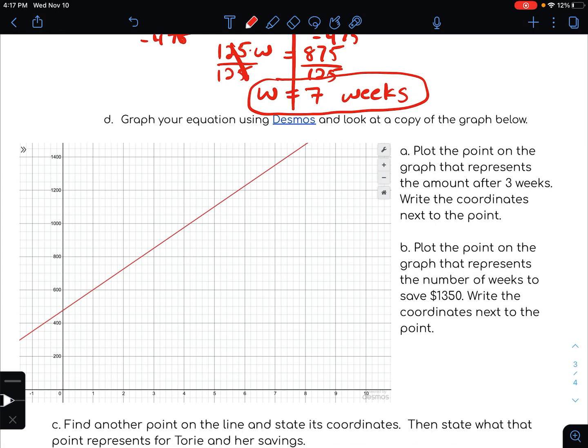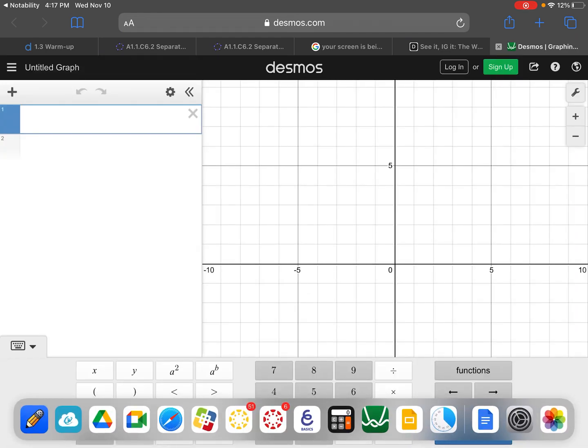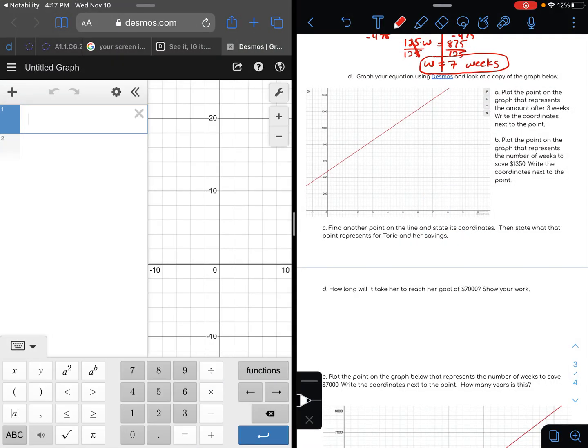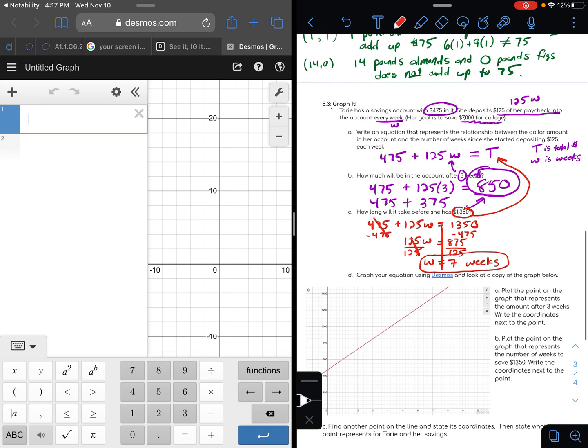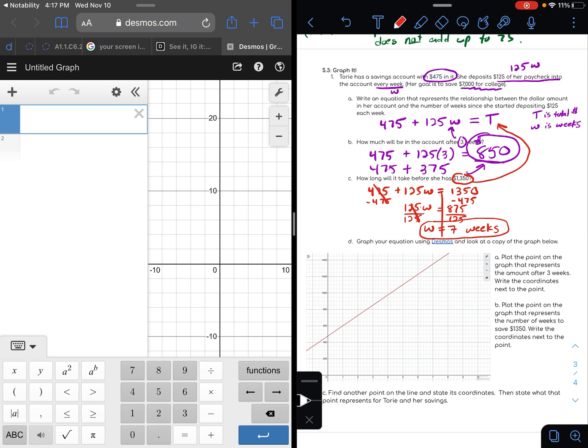So graph your equation using Desmos and look at a copy of the graph below. So I've copied that graph, but if you are working on Notability here, this Desmos should be a hot link. Otherwise, just go to desmos.com, or if you have the Desmos app, open that up. And then we can go ahead and, maybe I'll have this over on the side here. We can type that equation in, that original equation, so that we have a graph of it.